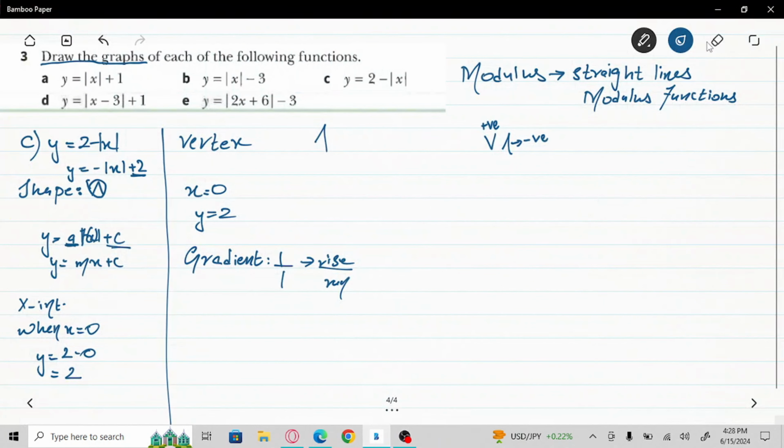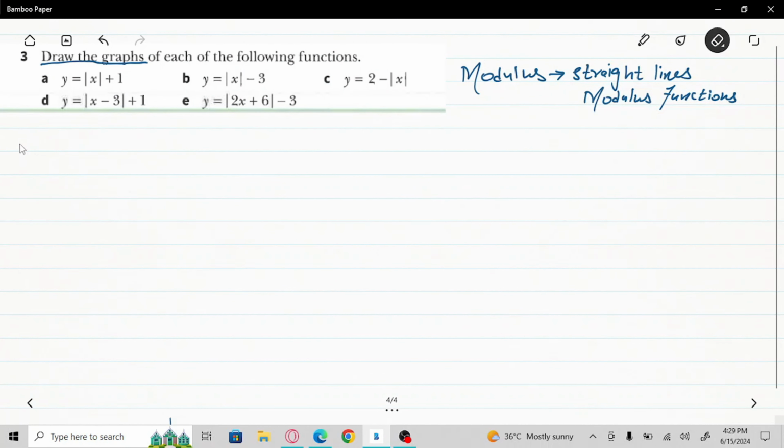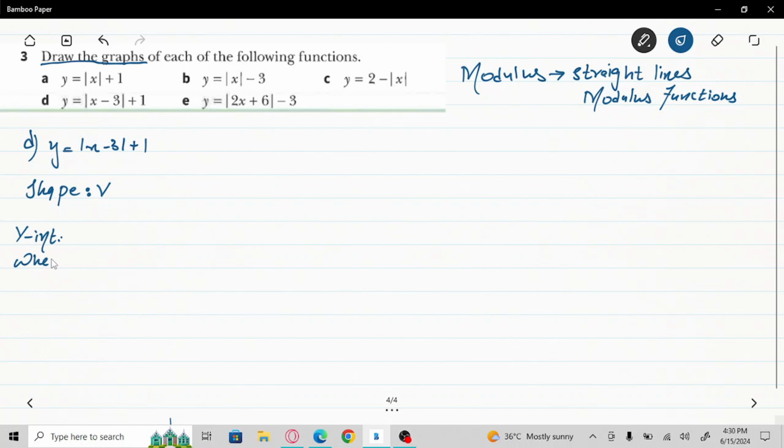Let me erase the board for part D. Okay, so for part D, we have y equals |x minus 3| plus 1. So what we are going to do next is, again, first of all, the shape of the graph. We take it as positive, since there's a positive value outside the modulus. So we are going to take the shape of the graph to be a V shape. Then we are going to take the y-intercept. The y-intercept comes when x equals 0. When x equals 0, y equals |0 minus 3| plus 1. So |-3| becomes +3 itself. So 3 plus 1 is 4.